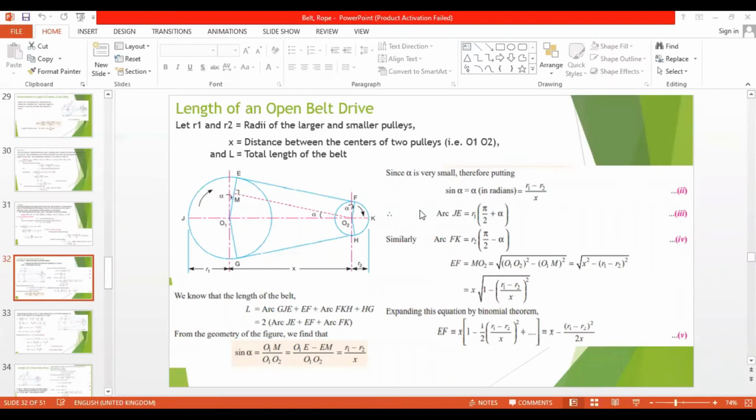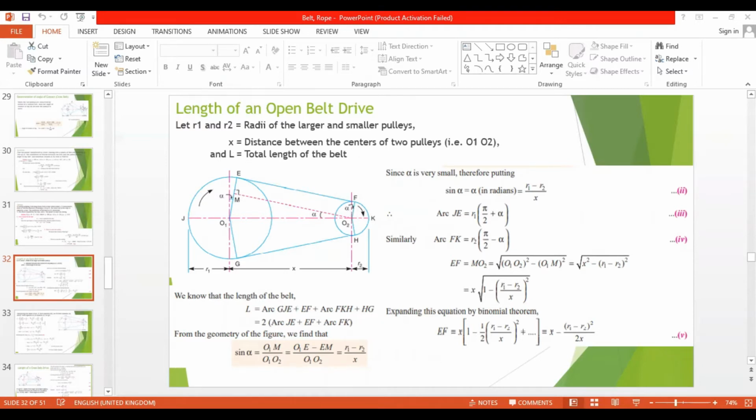Length of an open belt drive. So how do we find the length of this? Let R1 and R2 be the radius of the larger and smaller pulleys. R1 is the radius of the large pulley and R2 is the radius of the smaller pulley.